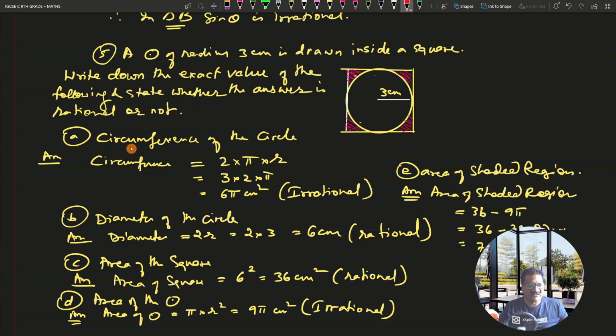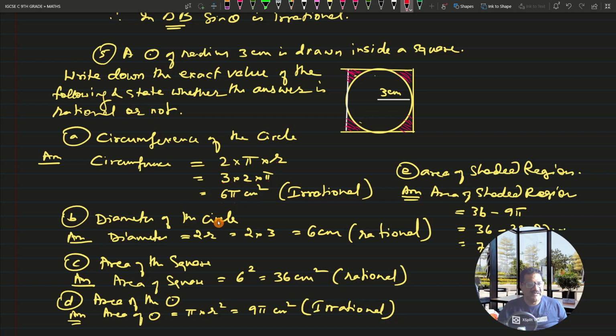A part of the question is circumference of the circle. Now this circle has a radius of 3 centimeters. So circumference will be equal to 2 into pi into r. Take the value of pi as pi only. So this will be 2 into radius, which is 3. So 2 into 3 is 6 and this pi you keep as it is. So this will be 6 pi centimeters. Now as I told you, 6 pi is an irrational number.